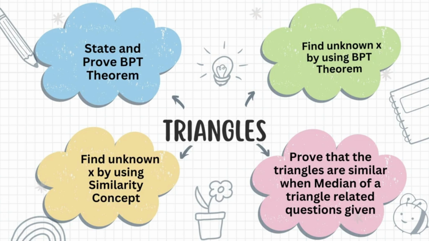The shadow problem in the example sum is very, very important. Learn the median problems which are direct and with construction. Remember when to use BPT and similarity. When you have to find the parallel lines as unknown, always use similarity. Also learn the ratios. Ratio of sides is equal to, ratio of medians is equal to, ratio of altitudes is equal to, ratio of perimeter.